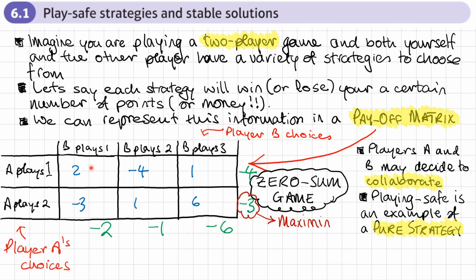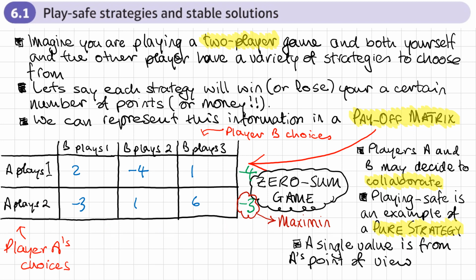We know then that B is always going to be the opposite of that. So we know this is going to be -2, this is going to be +4, this is going to be -1. So we can see a payoff matrix written in this form where there's just a single number here, and this single number is from A's perspective, A's point of view. Now that doesn't change the maxi-min, the options that A can take, whether they play 1 or 2, it's still going to be this maxi-min here, -3.